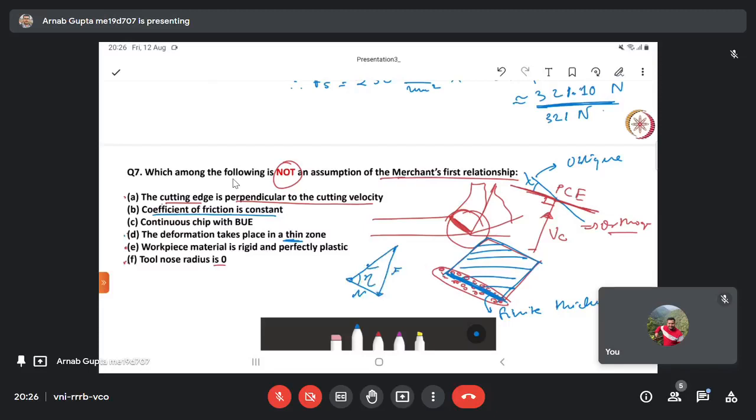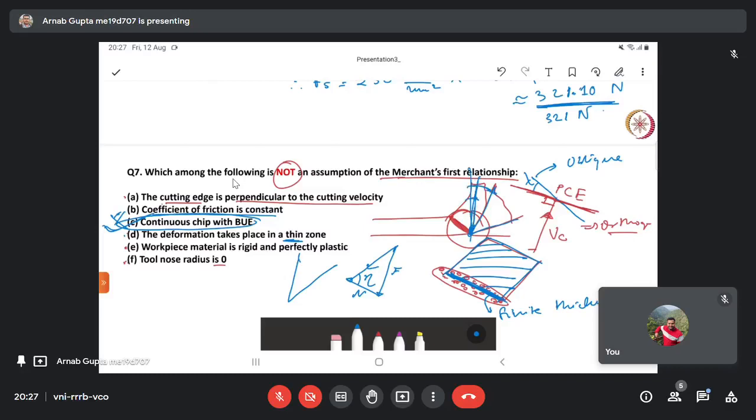So friction coefficient we consider to be constant. Continuous chip with built up edge, so this is an incorrect assumption, or rather the correct option here. If we consider built up edge, this is my tool tip. If your built up edge is already occurring here, then the rake angle should not be this value. It should rather be this value. This small angle should be the rake angle.